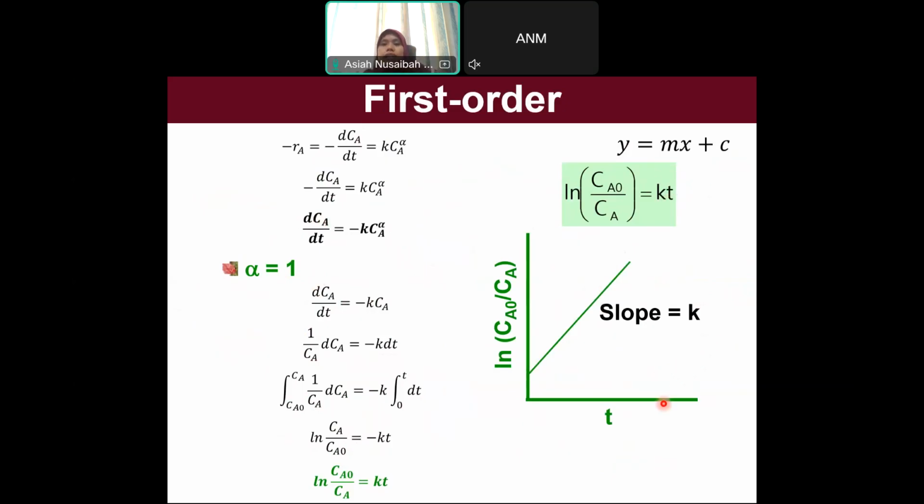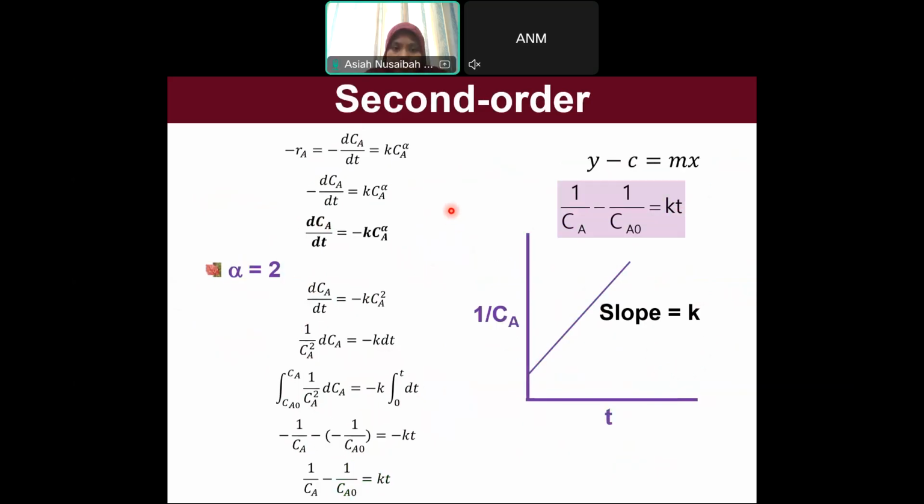Okay. Finally, we have second order. So we have dCA over dt equals minus kCA to the power alpha. Alpha is equal to 2. So we have dCA over dt equals minus kCA squared. Rearrange to put CA on the left-hand side, t on the right-hand side. We have 1 over CA squared dCA equals minus k dt.